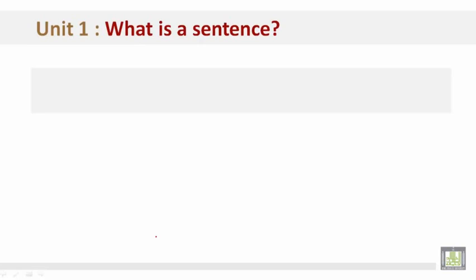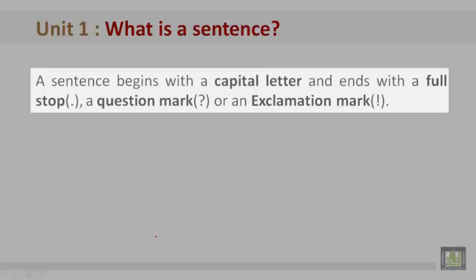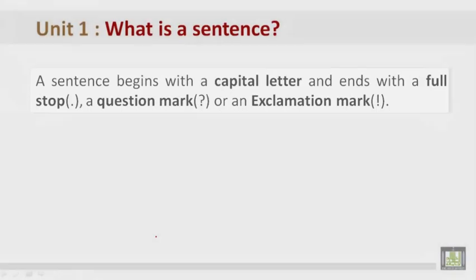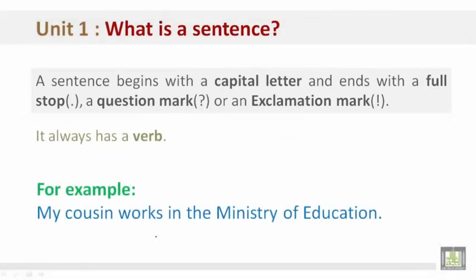What is a sentence? A sentence begins with a capital letter and ends with a full stop, a question mark, or an exclamation mark. It always has a verb. For example, my cousin works in the Ministry of Education. Here we have a sentence and it begins with a capital letter, and it is ending with a full stop. It could also end with a question mark or exclamation mark depending on how the sentence is written.